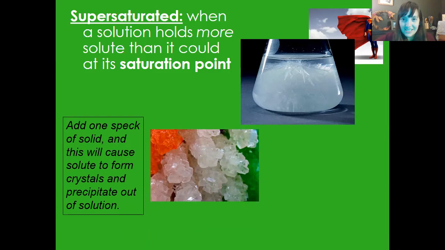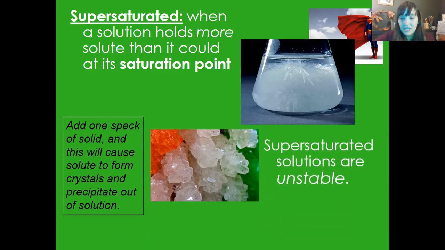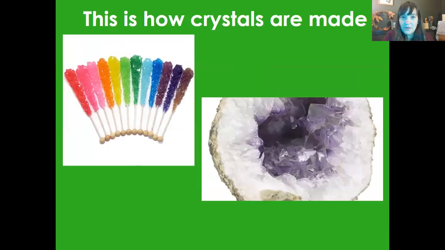In this instance, if you have a supersaturated solution and you add just one little speck of a solid, that will cause the solute to form crystals and precipitate out of the solution. So supersaturated solutions are quite unstable. And in this picture, we're seeing a supersaturated solution that has crashed out, meaning someone added a little speck of solute. It was all dissolved, it was clear, we couldn't see it, and now it's crashed out. It's turned into one giant crystal. So this is how crystals are made.